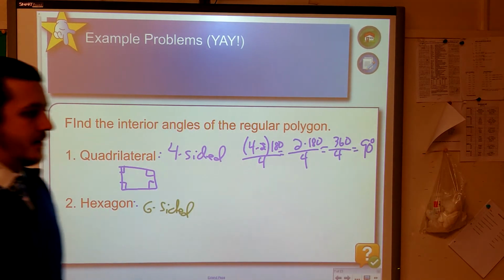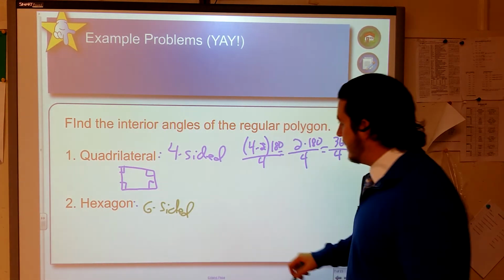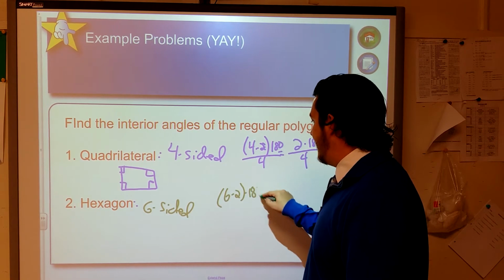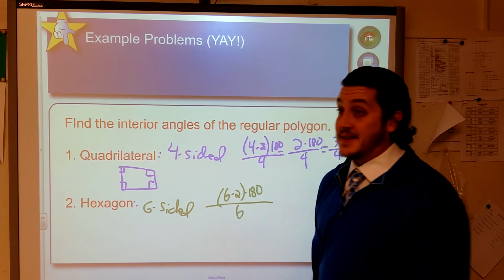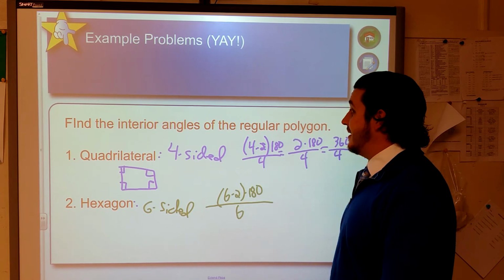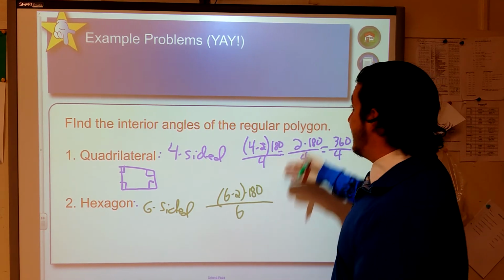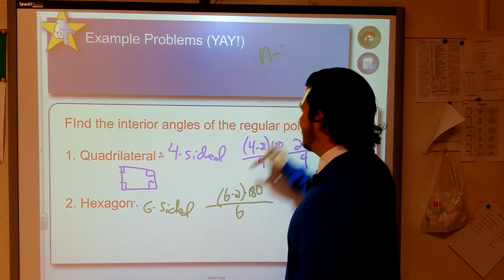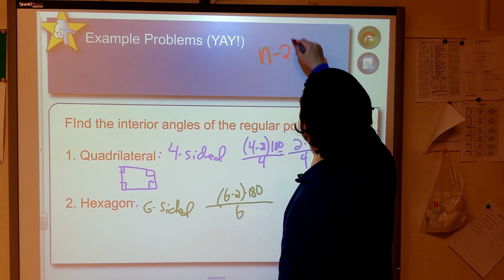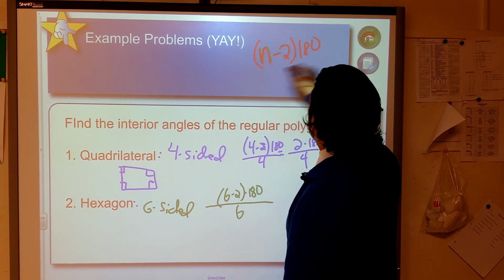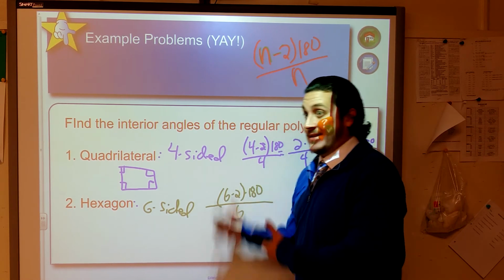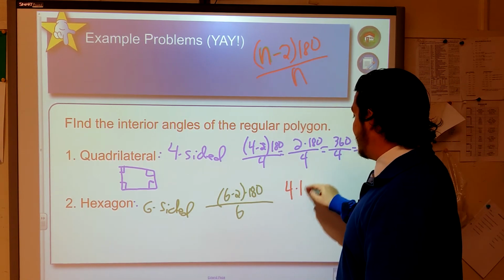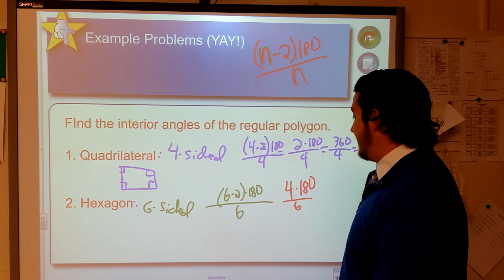6-sided figure. It's going to be fun stuff here. So it means it's parentheses 6 minus 2 times 180 divided by 6. Remember, divided by the number of sides. Silly me, I should have probably wrote this up here on the board for you. Oh, and then I'm writing in green. N minus 2 times 180 divided by n. Here's our formula. Even though I've already set both up. Silly Hiller. 6 minus 2 is 4 times 180 divided by 6.